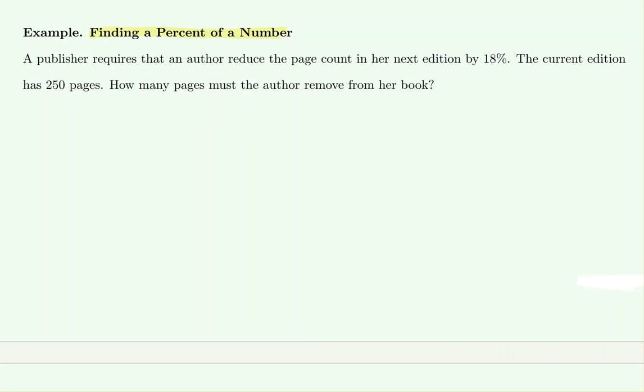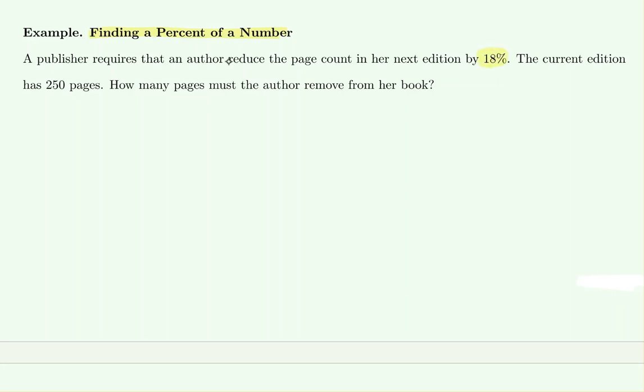As you work through these problems, I recommend that you try to take apart the context and ask yourself, what in particular is it asking me to figure out? Let's read this problem and see why it falls into the percent of a number category, like we just saw an example of before. A publisher requires that an author reduce the page count in her next edition by 18%.